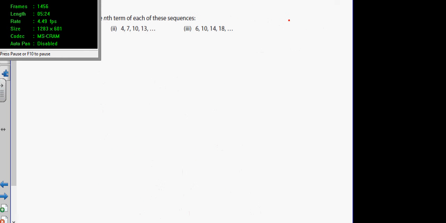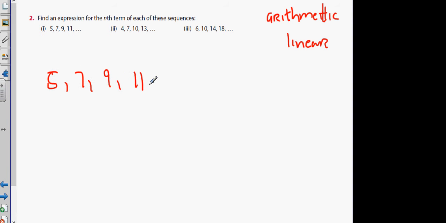The following sequence is usually known as an arithmetic series, or a linear series. What arithmetic or linear series means is the following: 5, 7, 9, 11. It means that basically each time it goes up with the same gap. Is everybody happy with that? So what's the gap in this case?